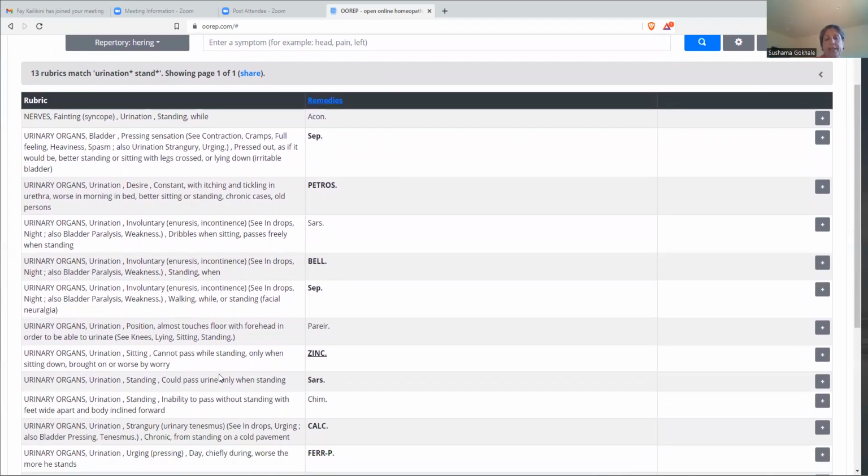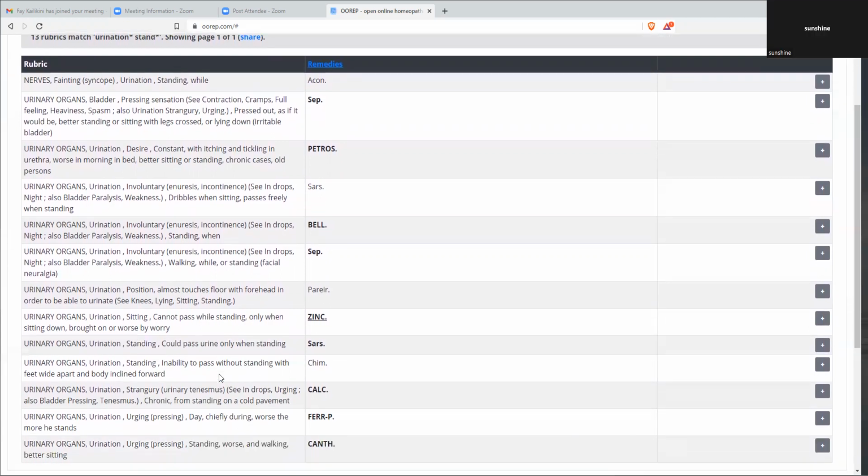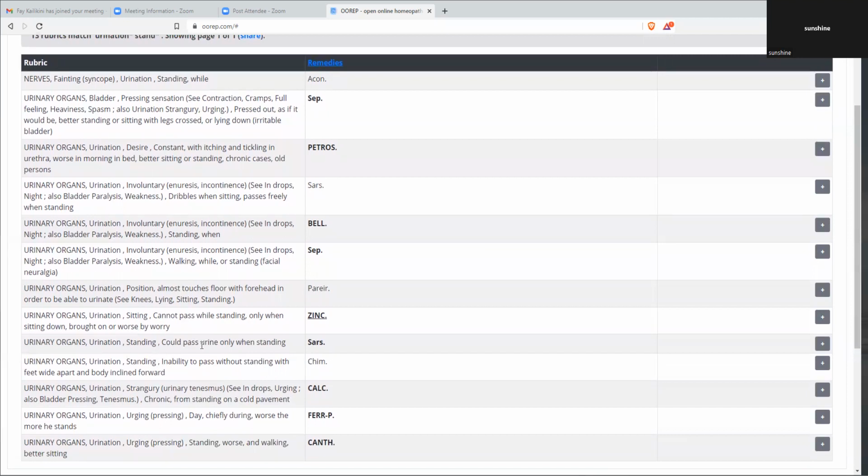Zinc, urination sitting, cannot pass while standing. So you can't urinate while standing. You can only pee sitting. Wow. And it's made worse by worry. So sarsaparilla again could pass urine only when standing.